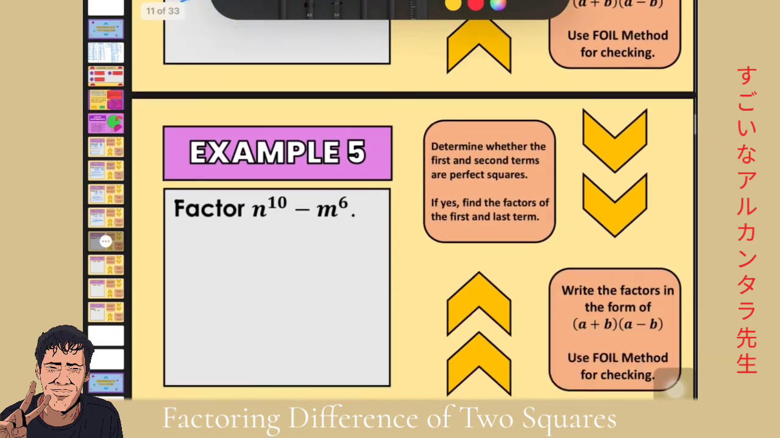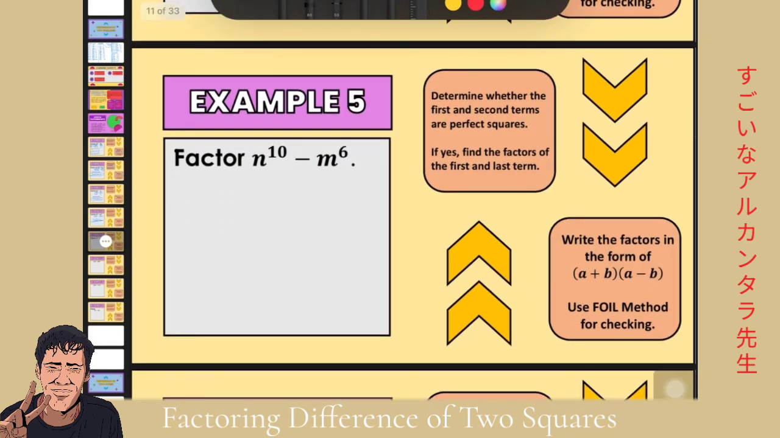To continue, you have n raised to 10 minus m raised to 6. The exponent is even, same case with the second term. The operation is subtraction. This is a difference of two squares. To get the factors of n raised to 10, basically divide 10 by 2. You'll get n raised to 5 times n raised to 5. M raised to 6, divide 6 by 2. You'll get 3. M raised to 3 times m raised to 3.